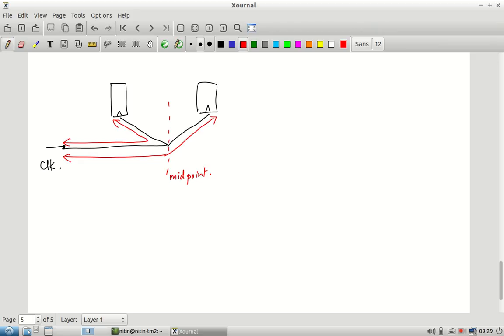In practice, I cannot just have wires going off at arbitrary angles. I have a so-called Manhattan grid, all right angles only permitted. In which case, what I will do is just modify this so that what it looks like instead is it comes like this, splits here, goes to these two.